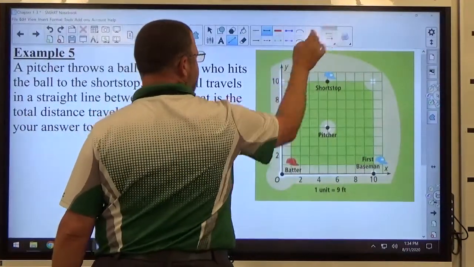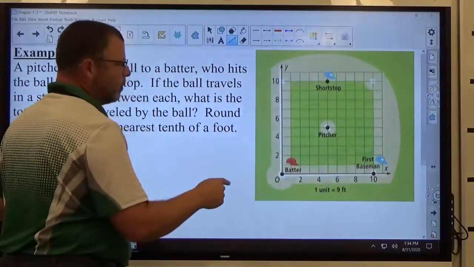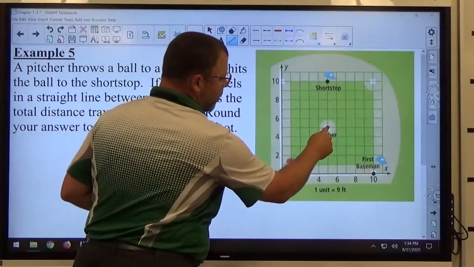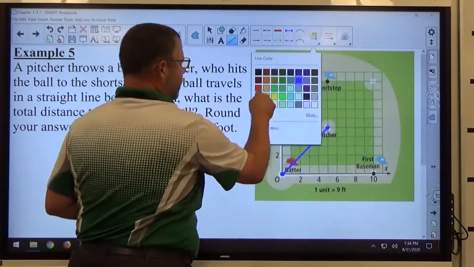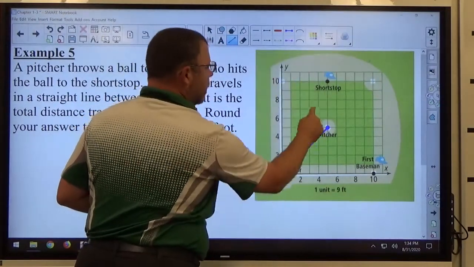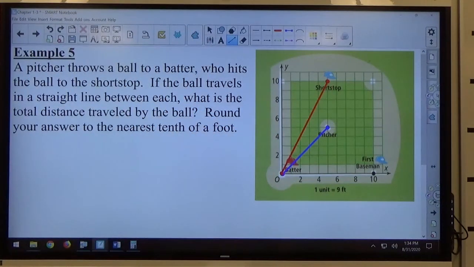Here on the board we have the pitcher throws the ball to the batter. So the pitcher throws the ball to the batter like so. Then the batter hits the ball to the shortstop like so. Assuming the ball travels in a straight line between each, what's the total distance traveled by the ball?